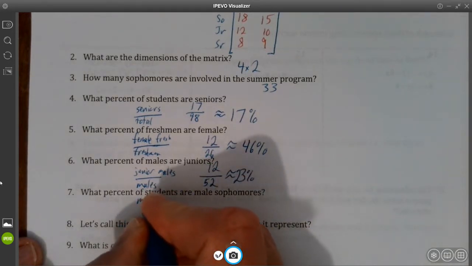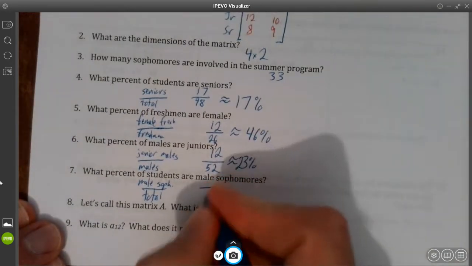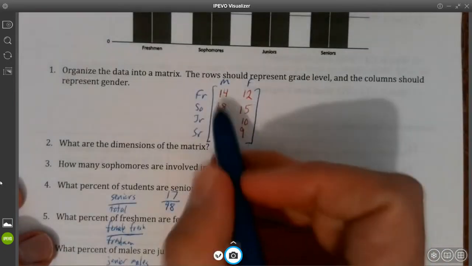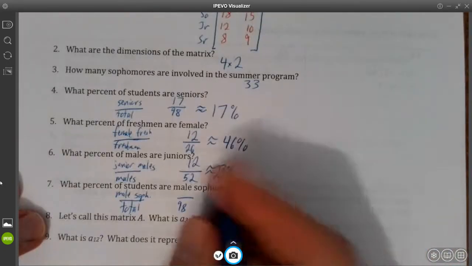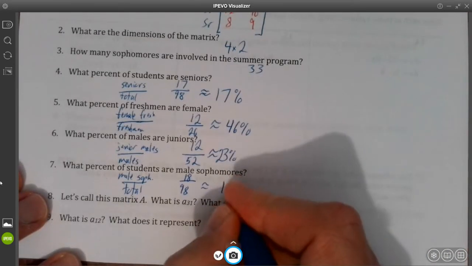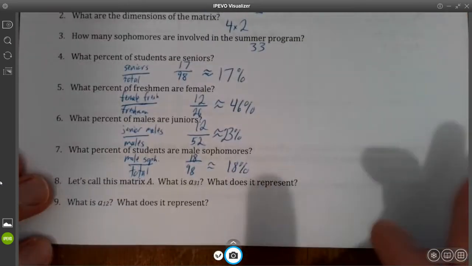So these are going to be male sophomores. The total, we already found that to be 98. The number of male sophomores, that'd be 18. So 18 out of 98. And I'll go ahead and tell you that it is super duper close to 18% because that denominator is super duper close to 100. Works that way.